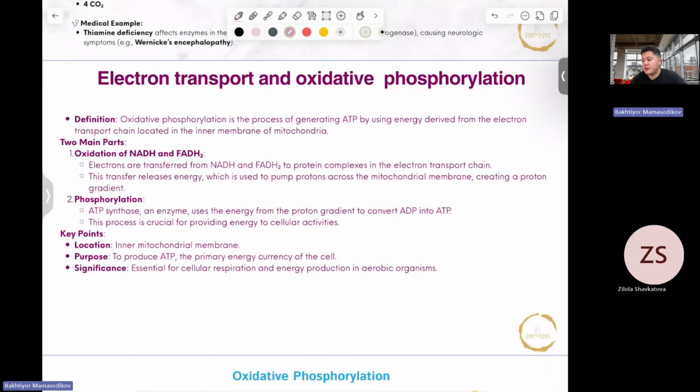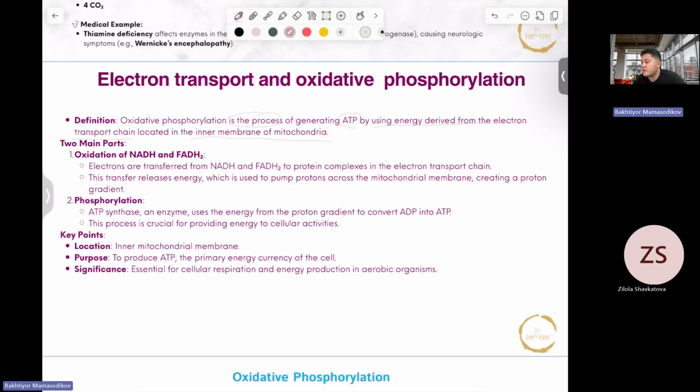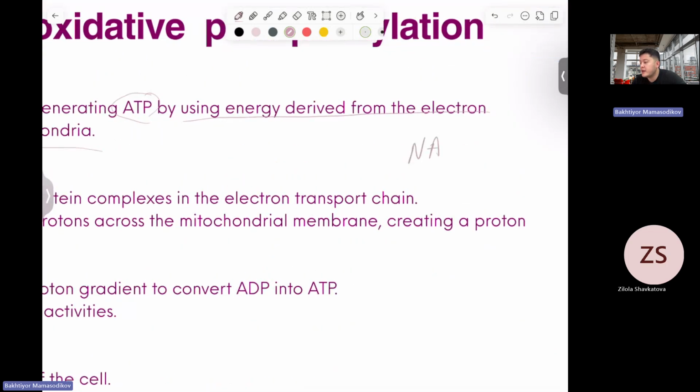So what's the main goal of the electron transport chain? Oxidative phosphorylation is the process of generating ATP by using the energy derived from the electron transport chain located in the inner membrane. So our main task is to use electrons from NADH and FADH₂. Do you remember we made a lot of NADH and FADH₂, right? We made a lot during the glycolysis.